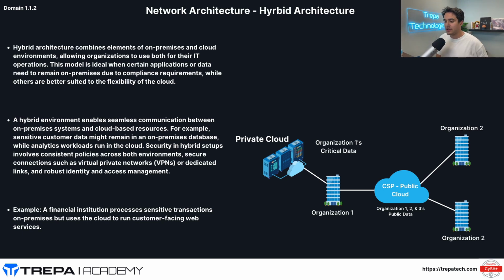So hybrid architecture combines elements of on-premise and cloud environments, allowing organizations to use both for their IT operations. This model is ideal when certain applications or data need to remain on-prem due to compliance requirements, while others may be suited to the flexibility of the cloud. That is true too. Sometimes we have some compliance that we have to abide by that says we can't host things in the cloud. Or maybe it's capable, but maybe we're not FedRAMP approved for something to work in the DoD or the government network.